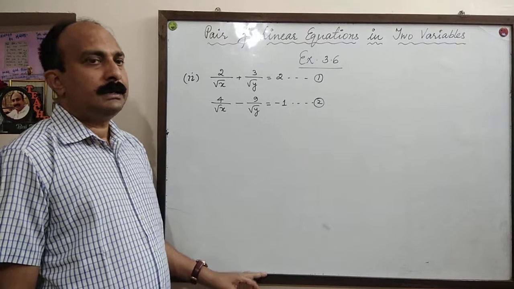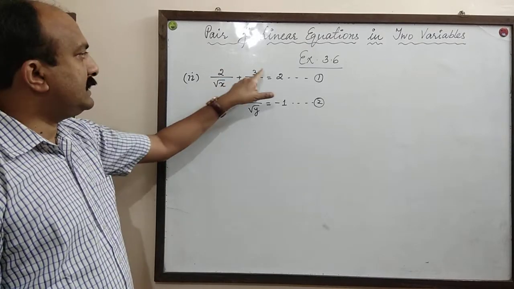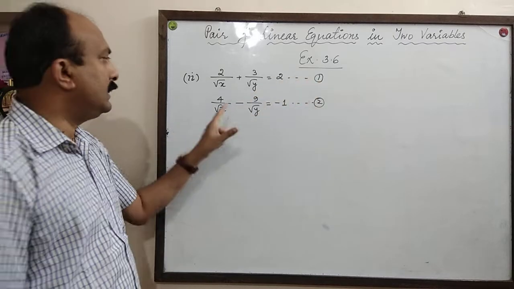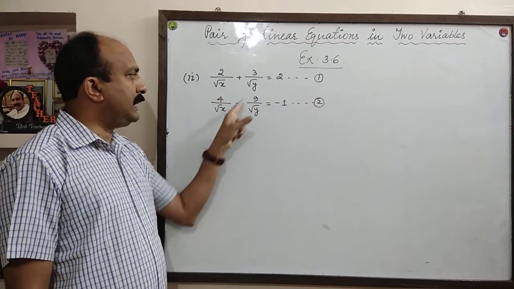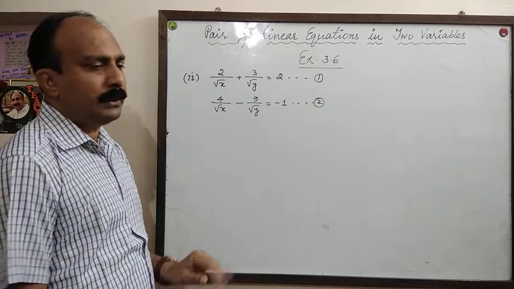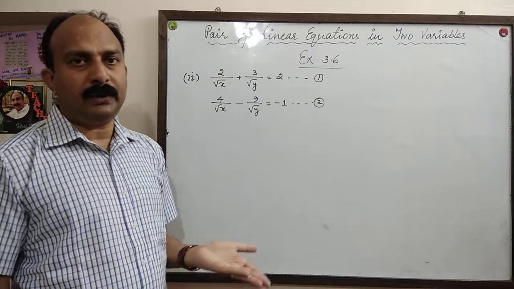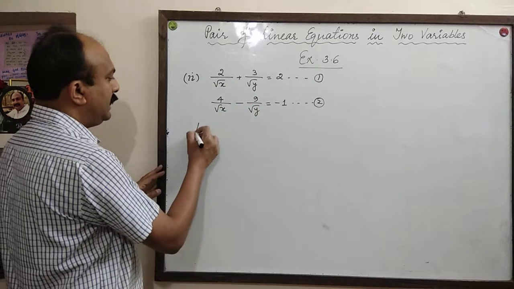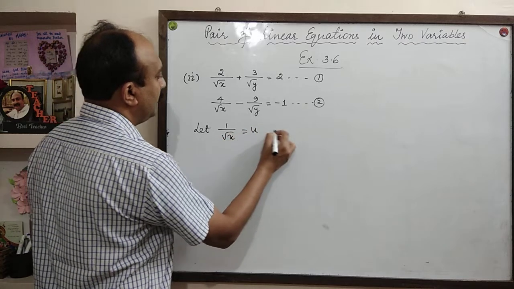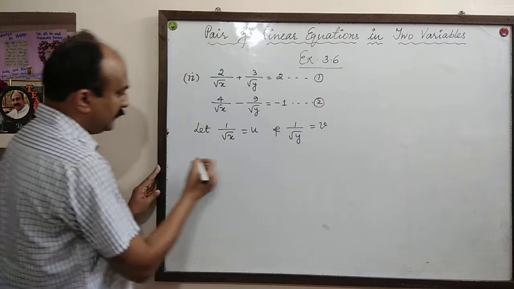Cool. See, this is question number 2. 2 upon root x plus 3 upon root y is equal to 2. We can call it as question number 1. 4 upon root x minus 9 upon root y is equal to minus 1. Let it be question number 2. The only change is that now in the denominator we have root x and root y. No problem. Let 1 upon root x is equal to u and 1 upon root y is equal to v.